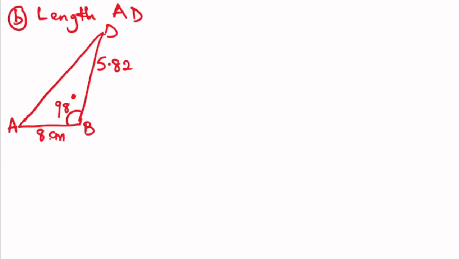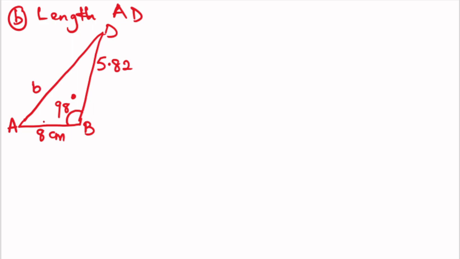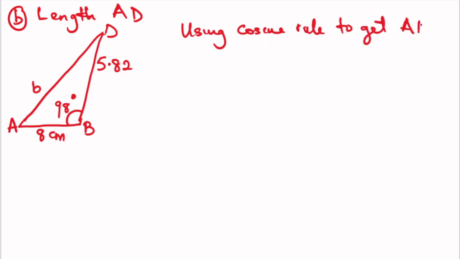Looking at the triangle, we have two sides given and one angle. The angle given is opposite the length we are looking for, which is length AD. We can label it small letter b. If we are looking for the side opposite an angle and two sides are given, we use the cosine rule. So using the cosine rule to get AD, since we are looking for small letter b, we use the cosine rule for small letter b.